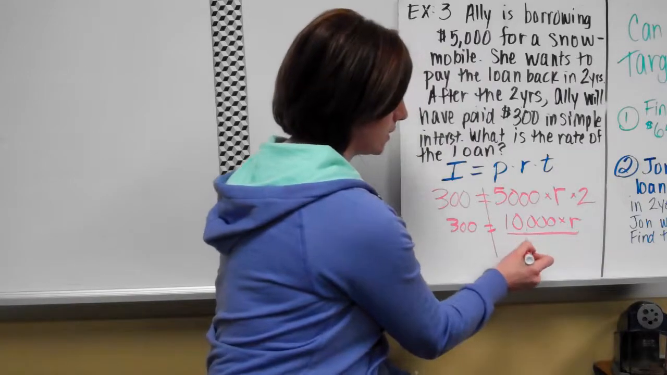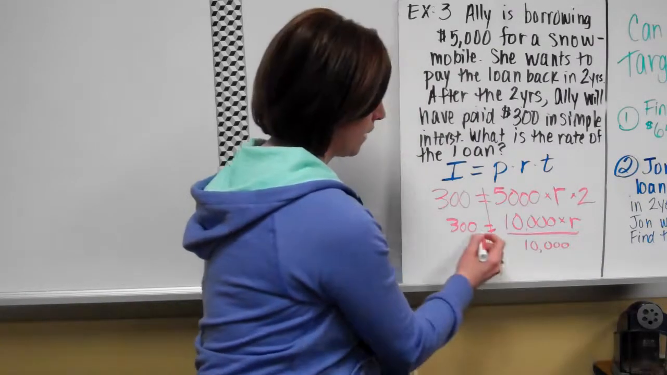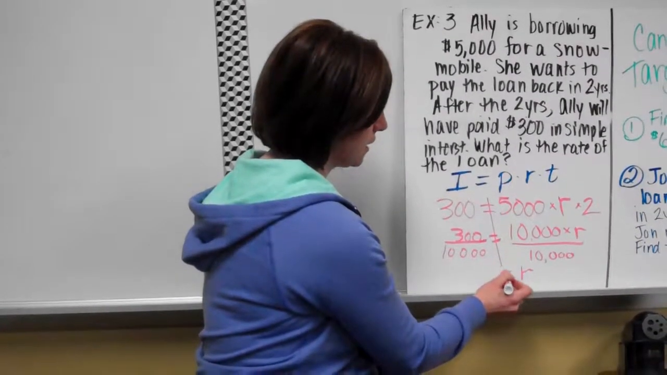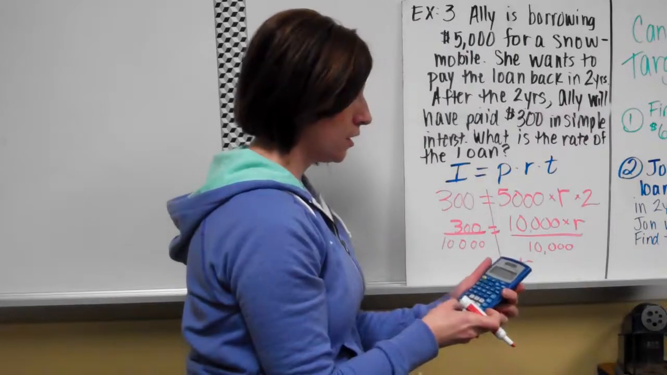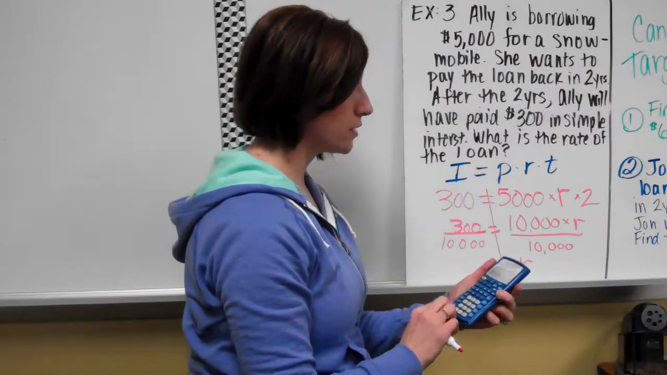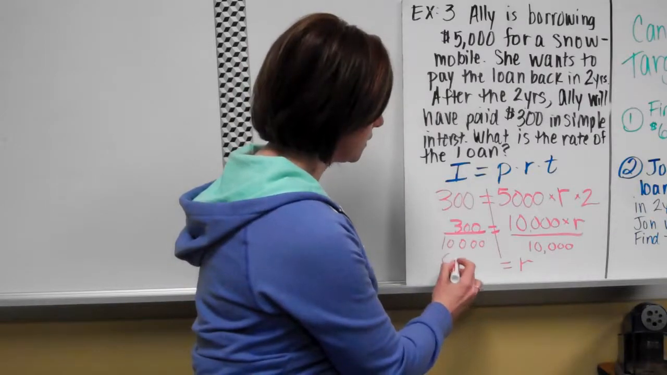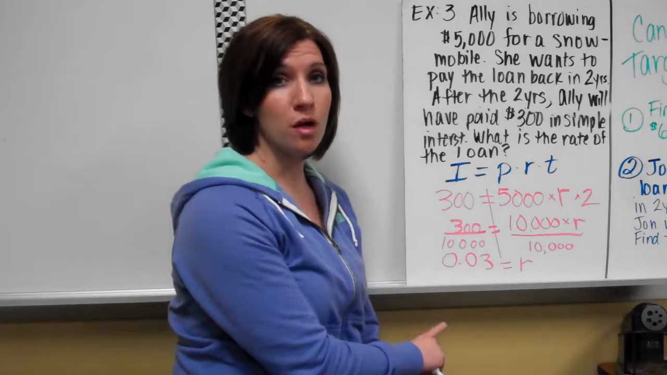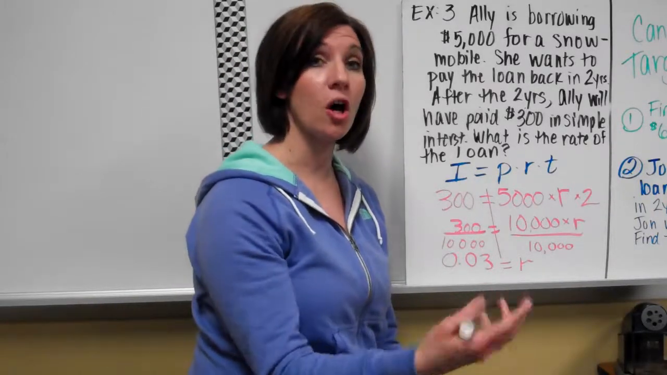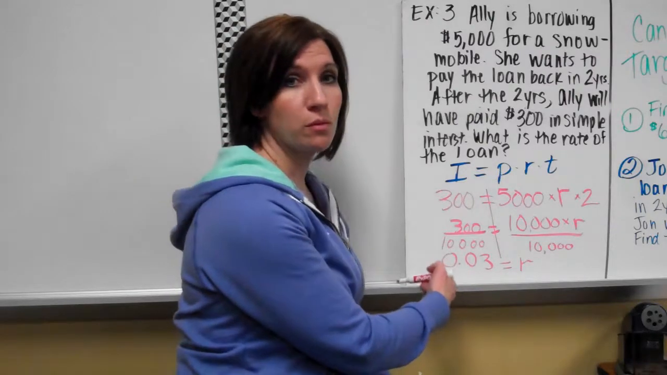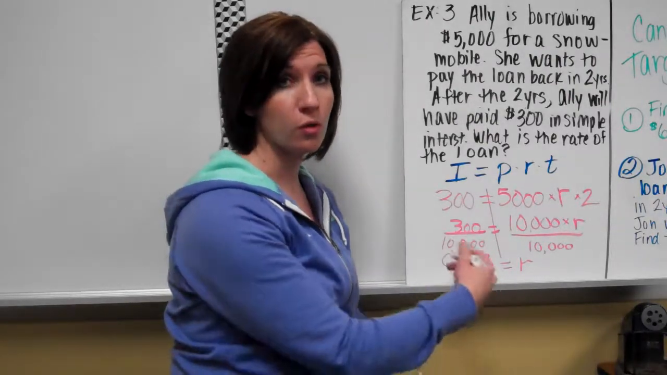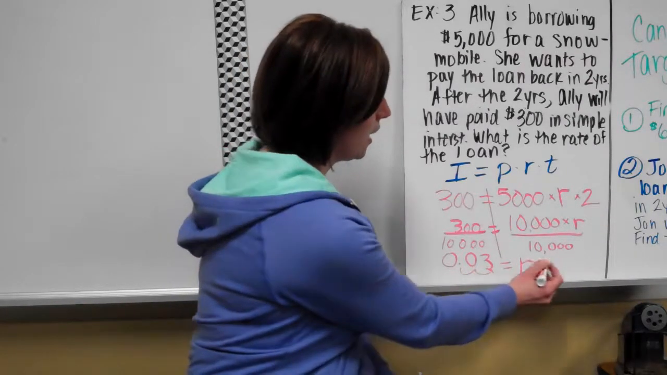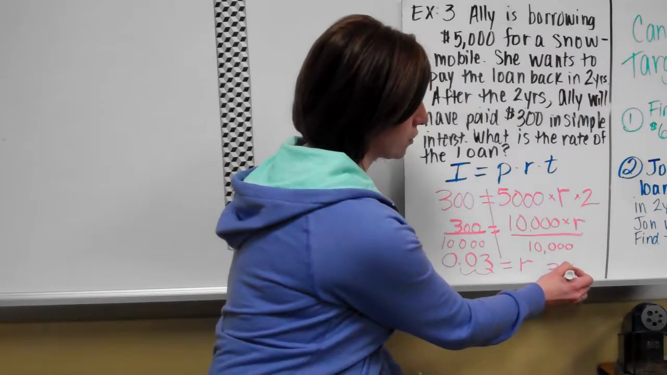Now we have to divide it out. So we're going to divide out this 10,000, and we've got to divide out the 10,000 here. And we're going to end up with R is equal to, we take our calculators, 300 divided by 10,000. We're going to end up with 0.03 for our rate. This is in decimal form. You have to get it to a percent because the rate is always a percent. So once you get this, you have to multiply it by 100 because percent means per 100. So if you multiply this by 100, the decimal moves over 2 places and you end up with a 3% interest rate on the loan.